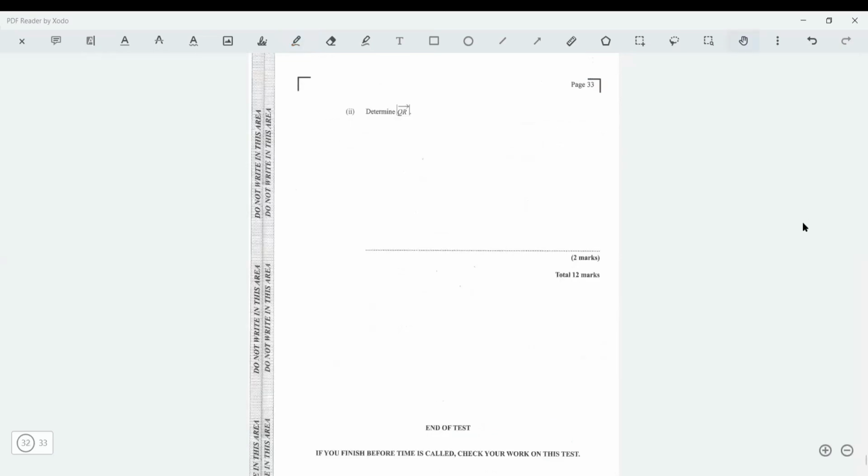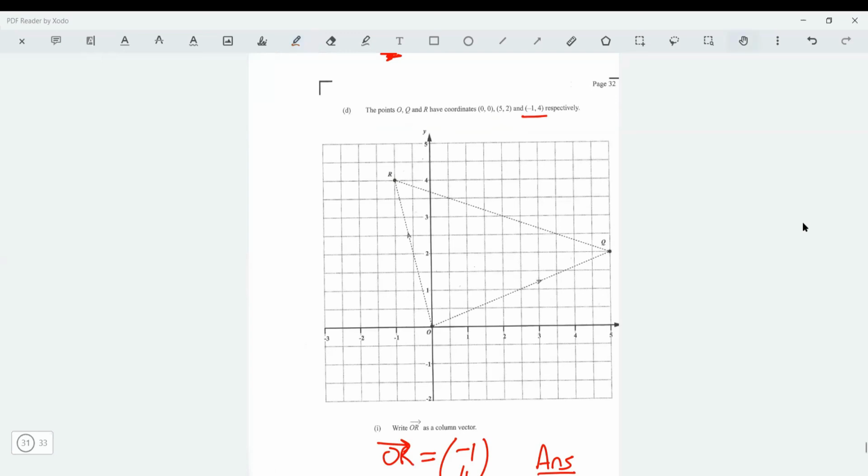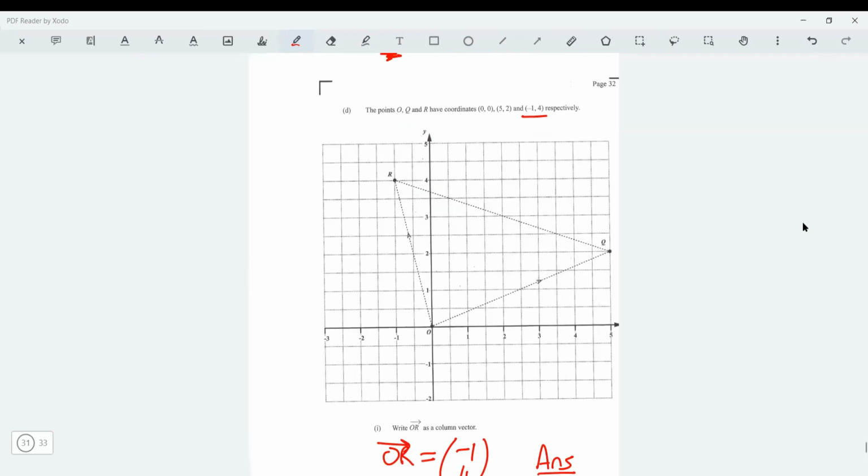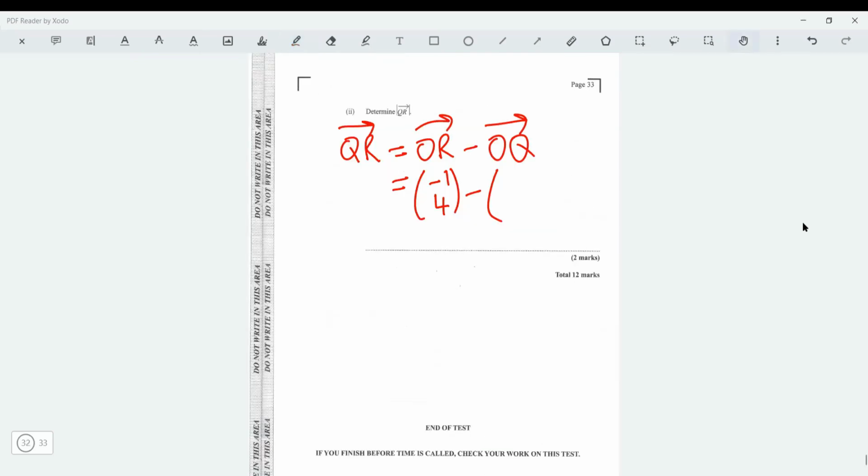What next do they want? Determine the magnitude of QR. Before we can find the magnitude of QR, we need to find vector QR. Vector QR is OR minus OQ. So work out OR minus OQ. OR, which is (-1, 4), minus OQ. OQ is this point, which is (5, 2). When we subtract them, -1 minus 5 is -6. 4 minus 2 is 2.